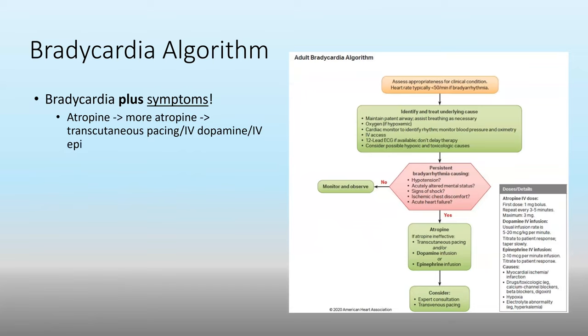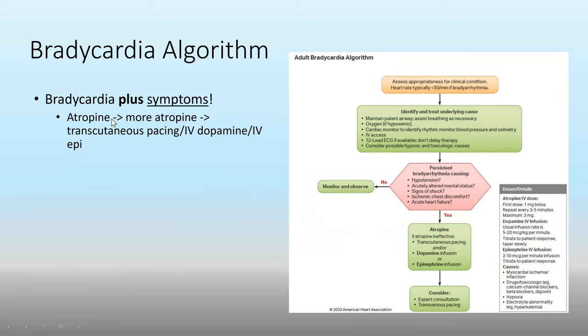Let's do the bradycardia algorithm. So bradycardia plus symptoms. Again, if a person shows up with a heart rate of 38, like our other question, and doesn't have any symptoms, you don't have to do anything acutely. You need to treat them based on their symptoms. If they're having syncope, if they're feeling like passing out, if they're unconscious, those are symptoms. If they have acute hypotension. So this one's pretty easy.